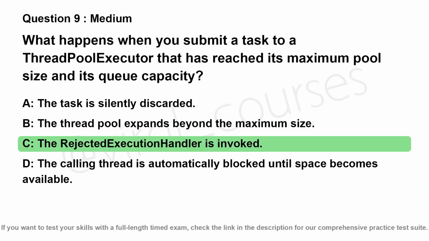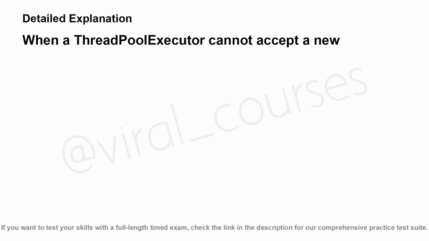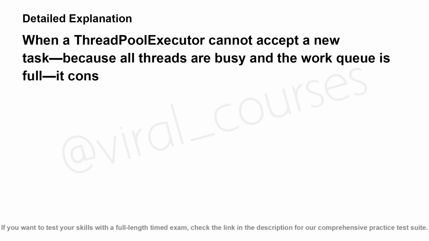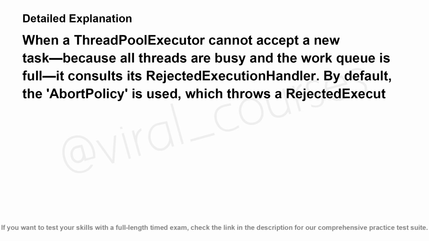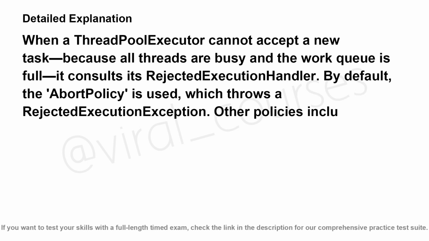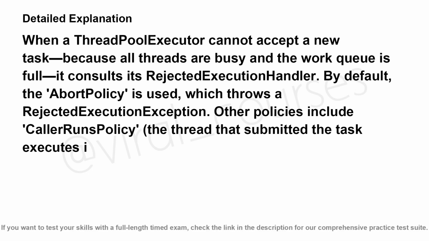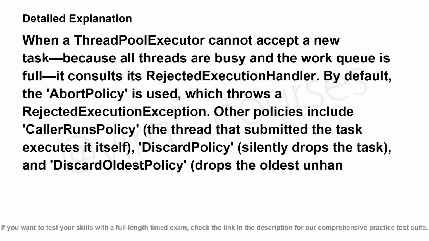The correct answer is C. When a ThreadPoolExecutor cannot accept a new task, because all threads are busy and the work queue is full, it consults its RejectedExecutionHandler. By default, the AbortPolicy is used, which throws a RejectedExecutionException. Other policies include CallerRunsPolicy, where the thread that submitted the task executes it itself; DiscardPolicy, which silently drops the task; and DiscardOldestPolicy, which drops the oldest unhandled request and retries.